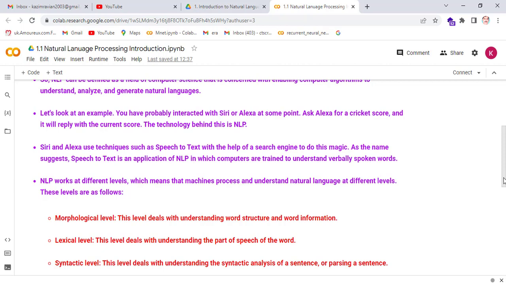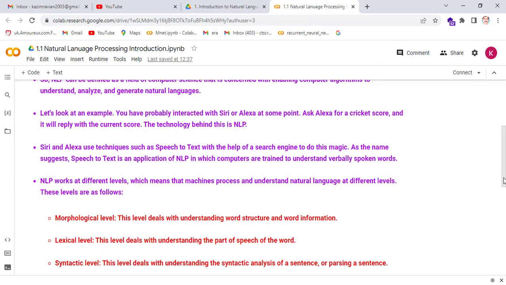Siri and Alexa use techniques such as speech to text with the help of a speech engine and a search engine to do this magic. As the name suggests, speech to text is an application of NLP in which computers are trained to understand verbally spoken words.